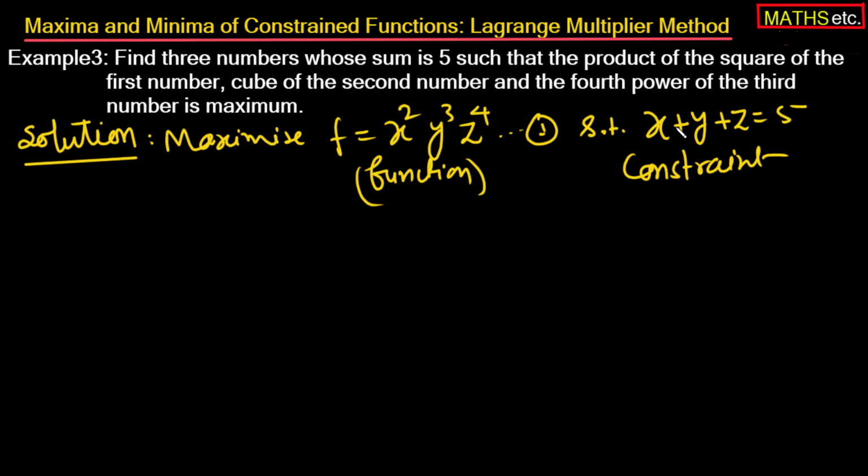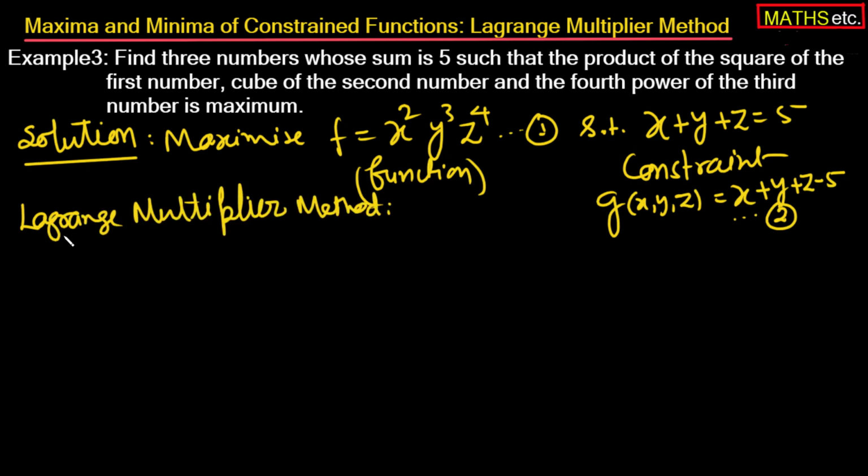Okay, let us form the g function using this constraint. So our g function, g as a function of x, y, z, equals x plus y plus z minus 5. Right? Now we will use the Lagrange multiplier method. And what does the Lagrange multiplier method say? It says at the points of maxima and minima, f and g satisfy this equation: gradient of f is equal to lambda times gradient of g.